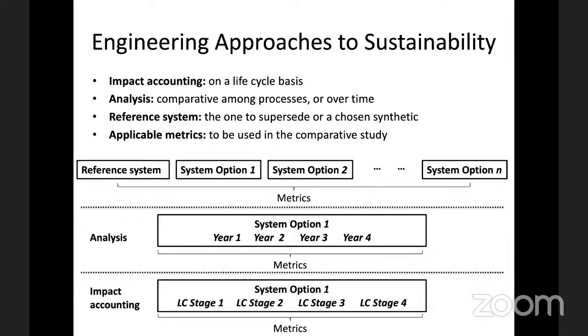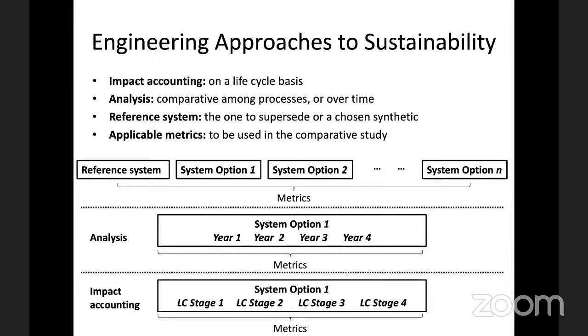And applicable metrics can be used in the comparative study. So here you see that there is a reference system. We talked about sustainability in the form of a reference system, and we have different options for the system: system option 1, 2, 3, up to n. And the metrics can be used to compare these different systems.